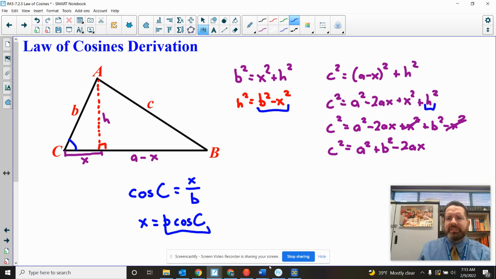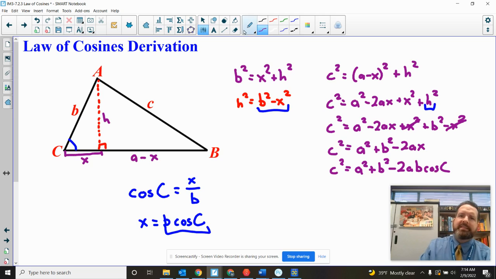And here you have it, one more substitution. Where I see an x, I'm going to replace it with b times the cosine of c. So c squared equals a squared plus b squared minus 2ab cosine c. And there you have it.